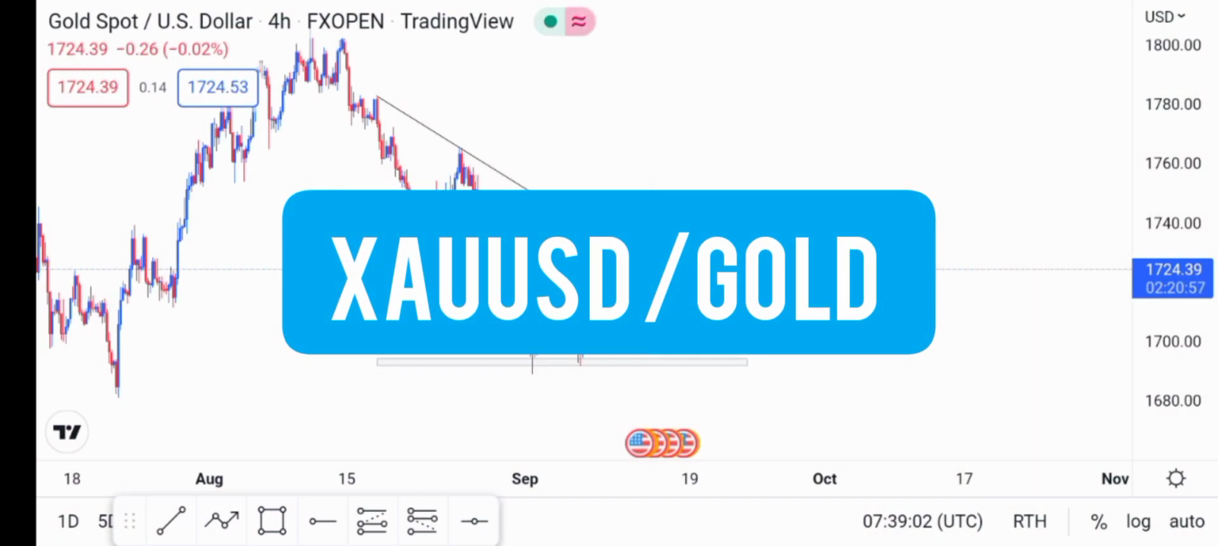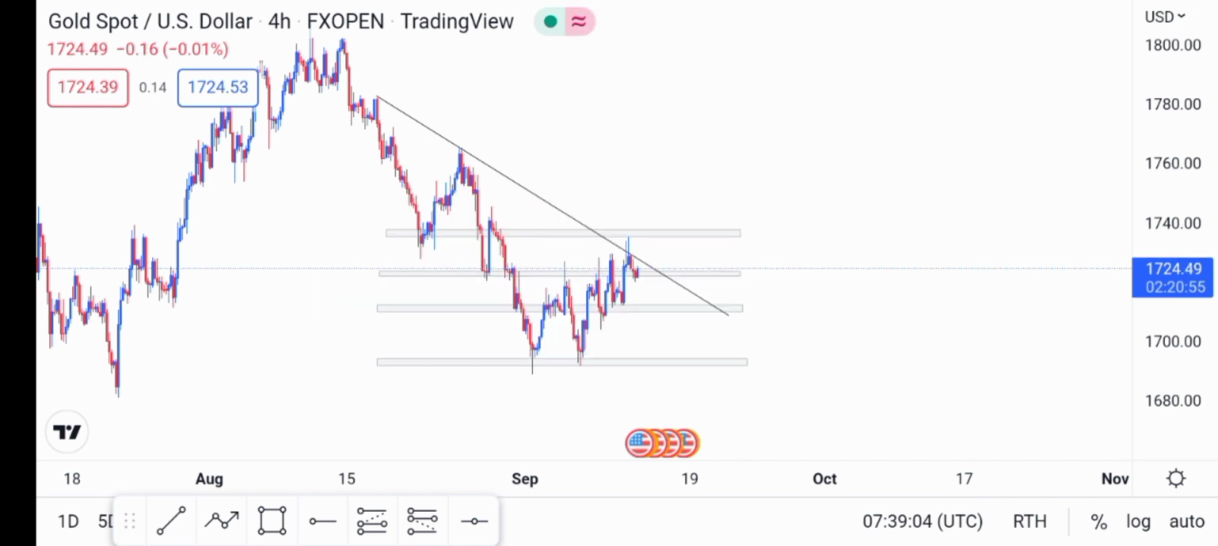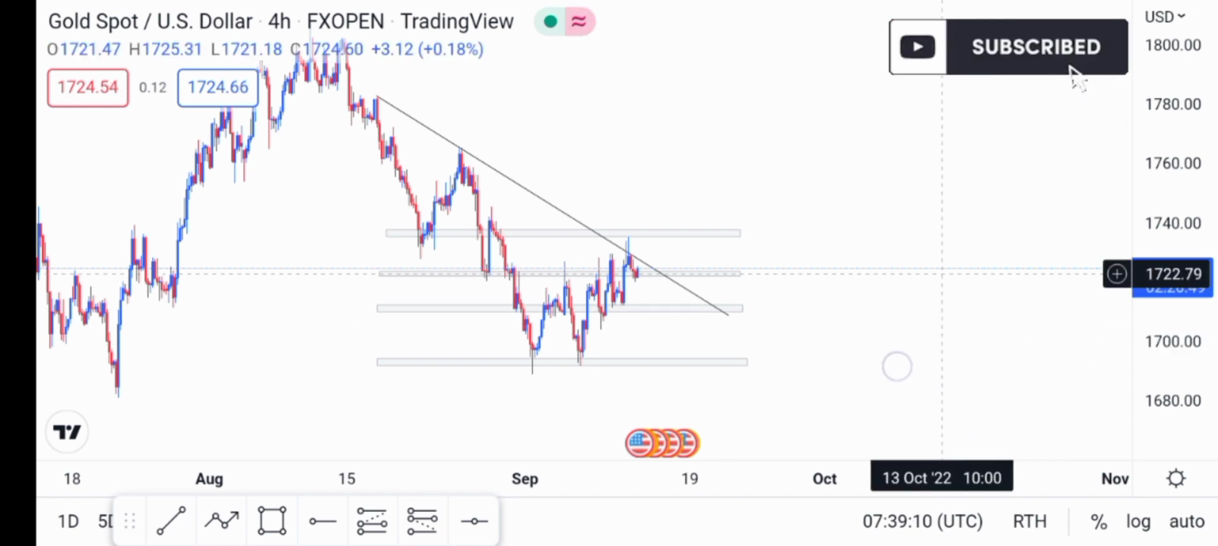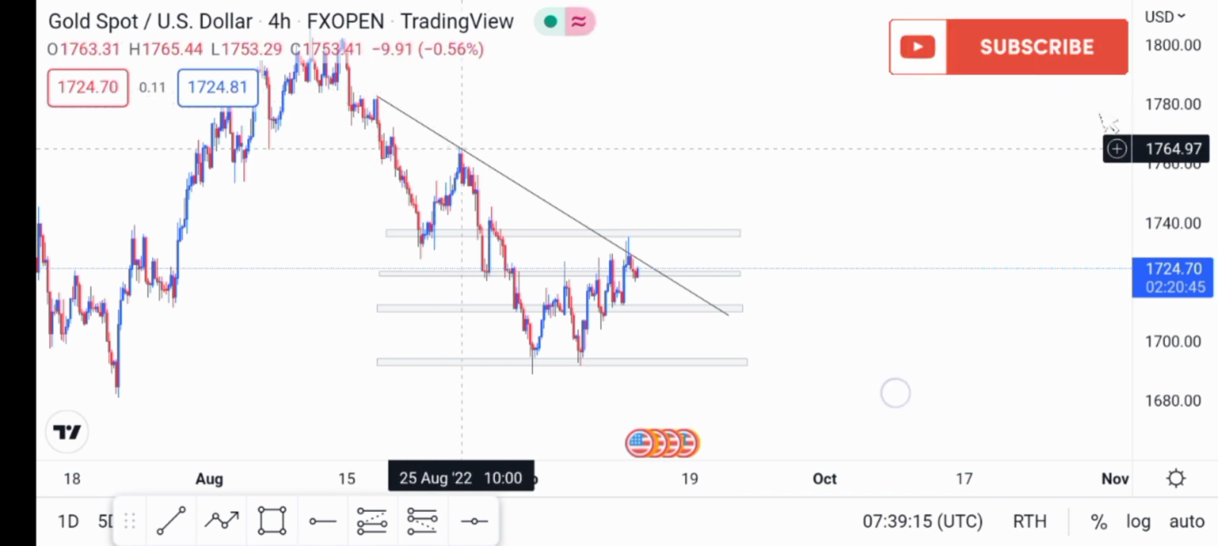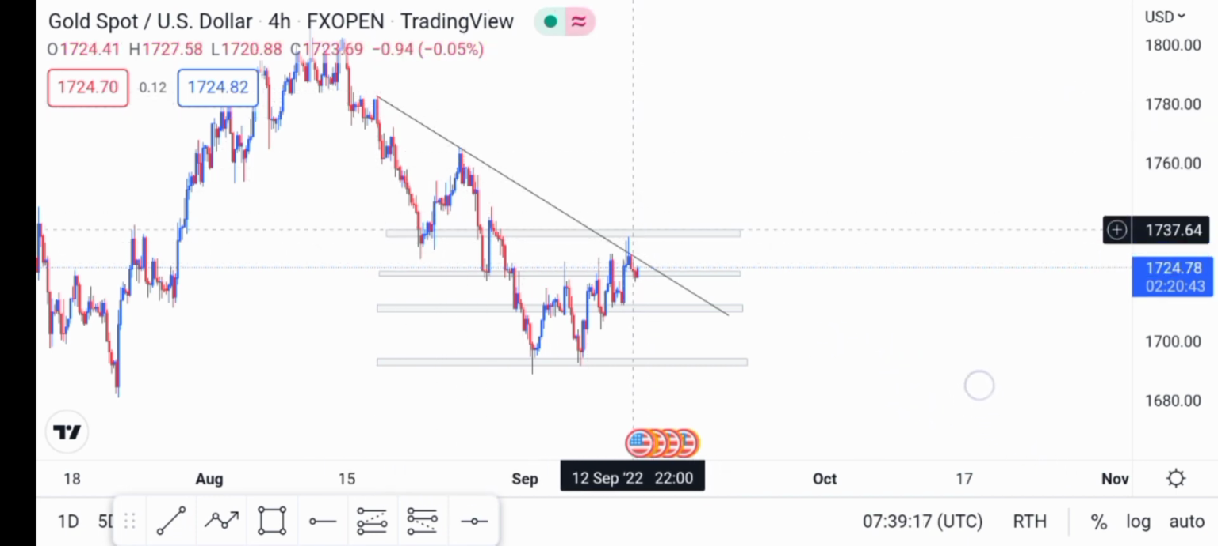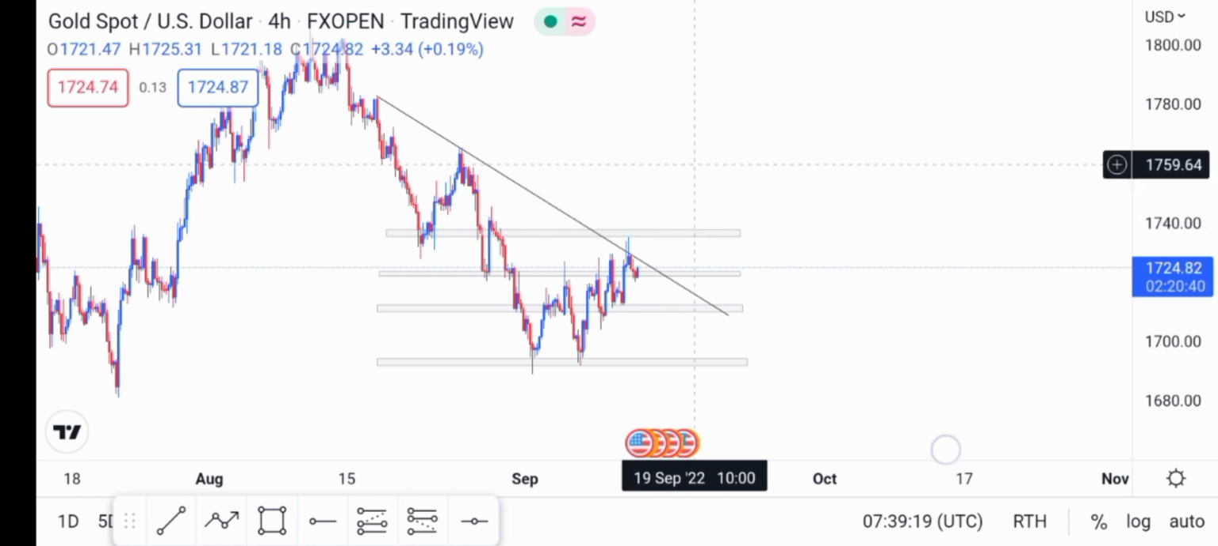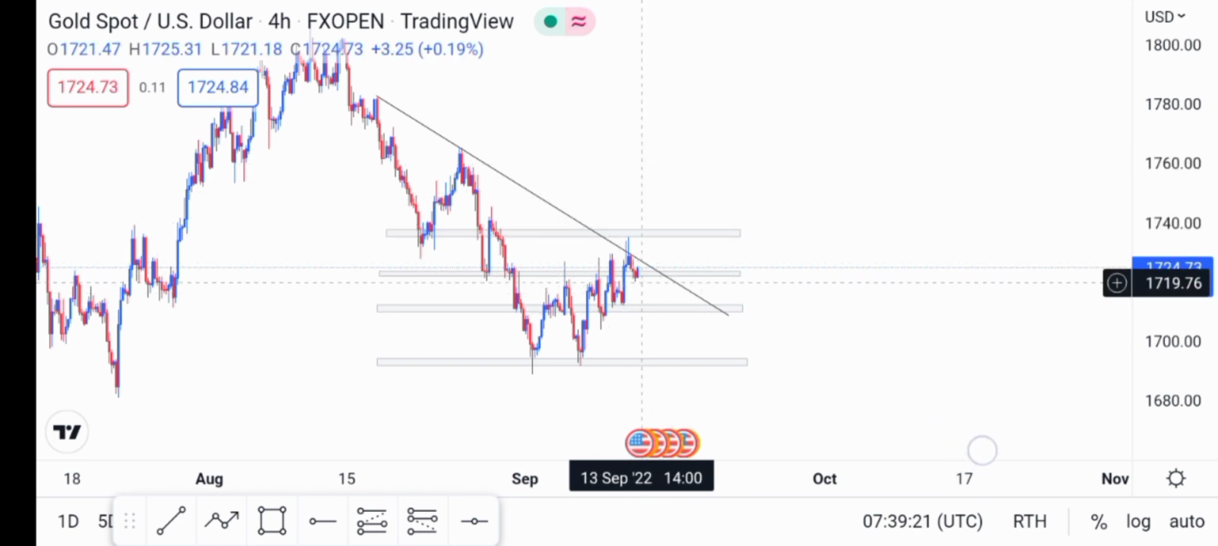We are now on XAU USD, which is gold, on the 4-hour time frame. As you can see, guys, I've already analyzed it a little bit. We have our first touch right over here, second touch, and there's our third touch in which the market failed to push to the upper side, showing us this trend line is valuable.